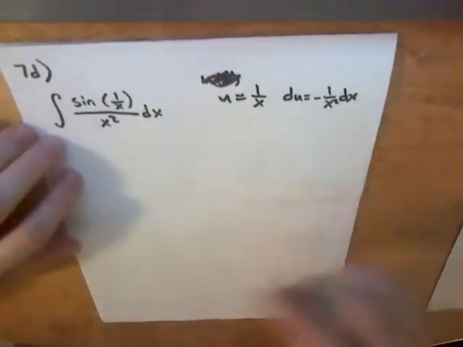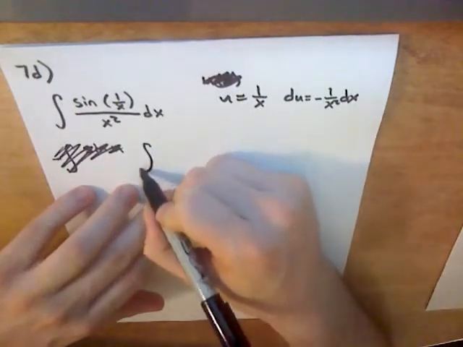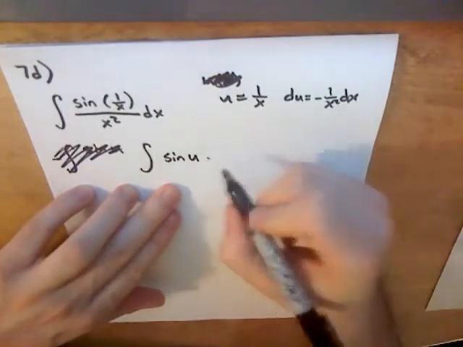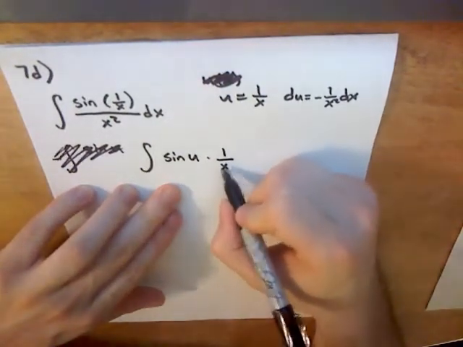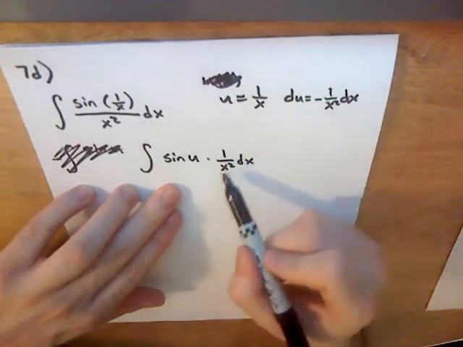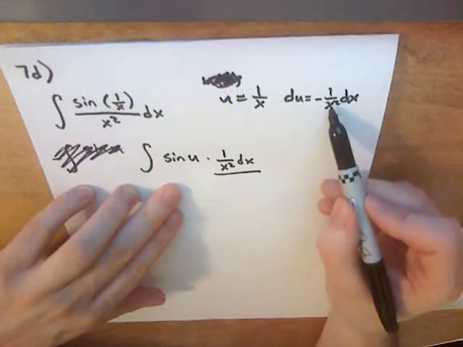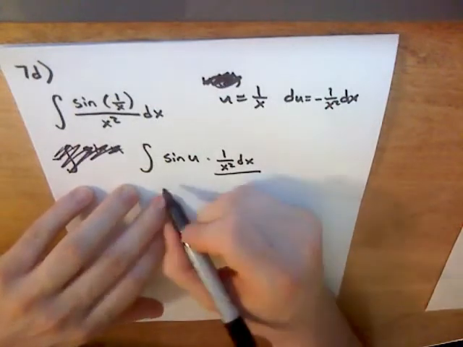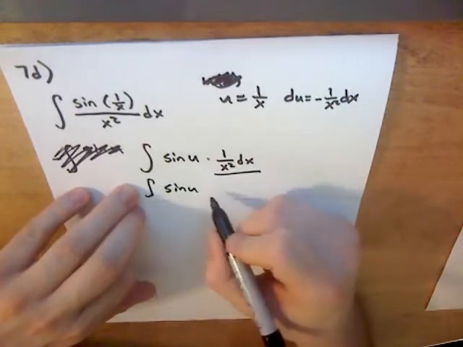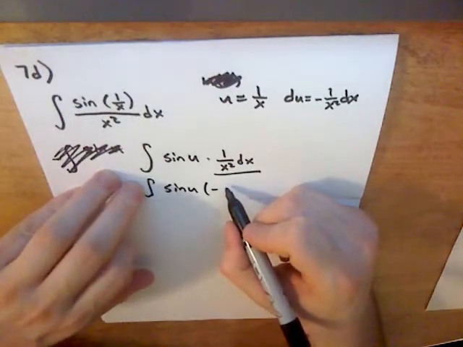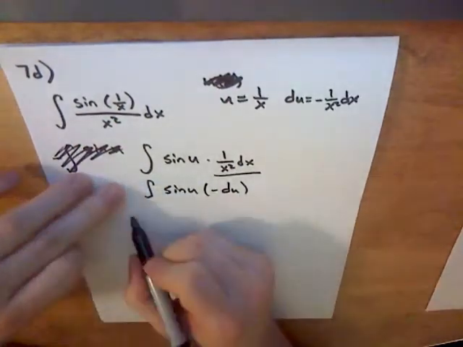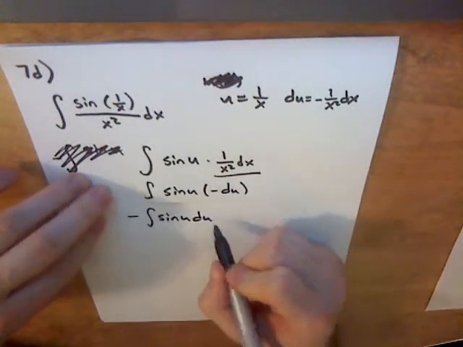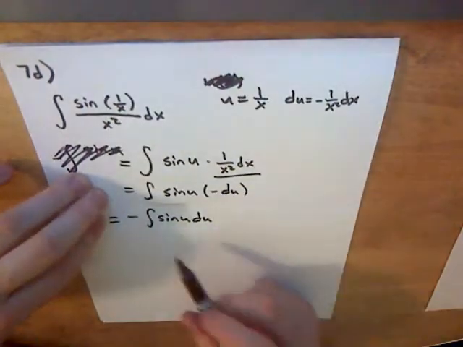Okay, so now we substitute. I'll do this in 2 steps, actually. So we substitute 1 over x for u in the sine u, and what we have left over is 1 over x squared dx. And so what we have here is almost this, but the negative sign is different. So in order to compensate, when we substitute, we have a negative du. Pull the negative sign out, and we can integrate this.